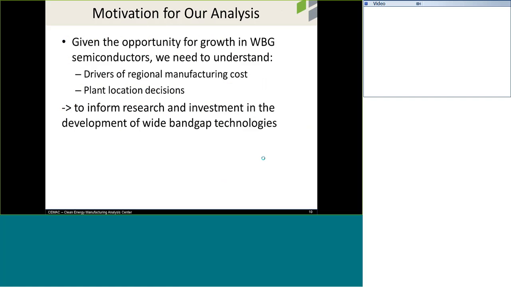The motivation behind looking at silicon carbide and wide bandgap devices in the medium voltage drives at this time is that it's really an opportunity for growth right now, and we need to understand the drivers of regional manufacturing costs and plant location decisions, and we're wanting to inform the research investment in the development of the wide bandgap technologies.